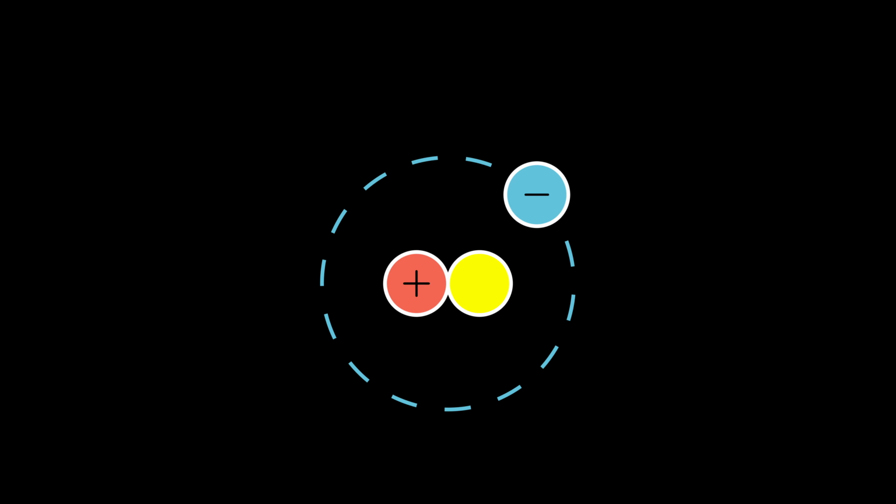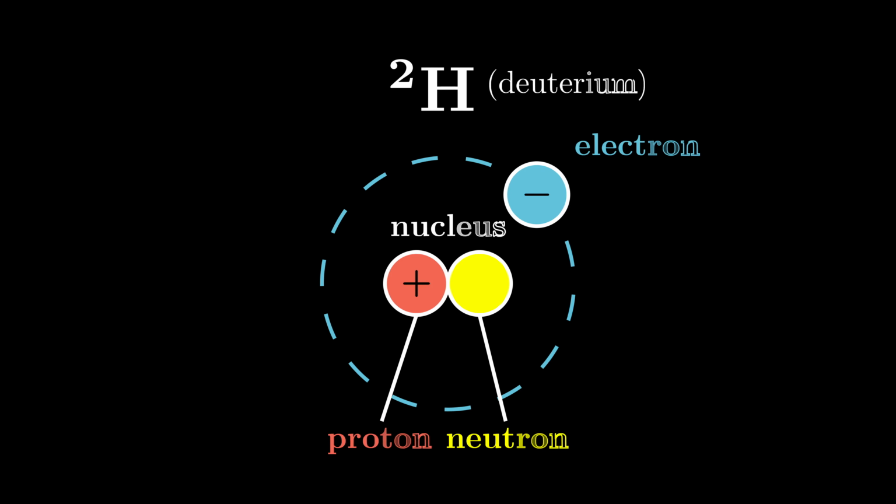You can think of atoms as being made of two parts, a central nucleus and shells made of electrons. The nucleus consists of protons, which are positively charged, and neutrons, which are neutral. Consequently, nuclei are positively charged. Electrons are negatively charged. Here I'm showing a very simple atom, deuterium, which is basically just hydrogen but with an extra neutron in its nucleus.